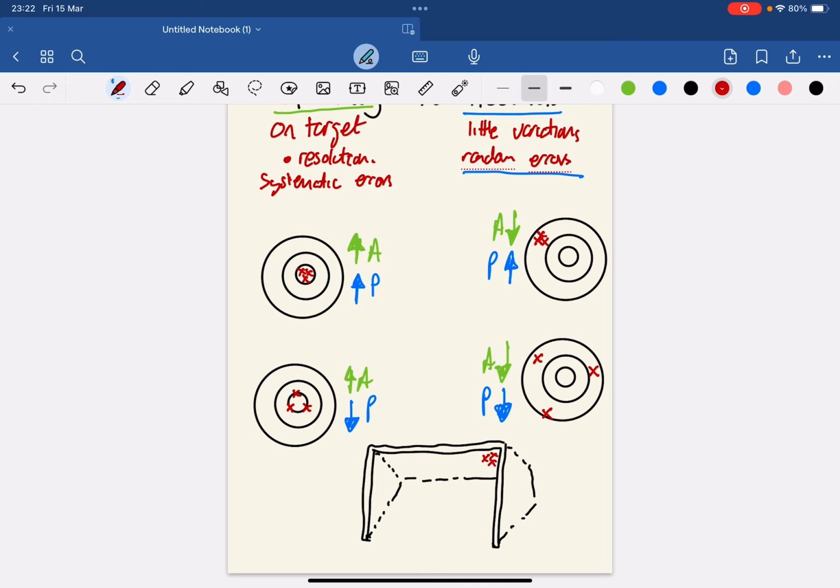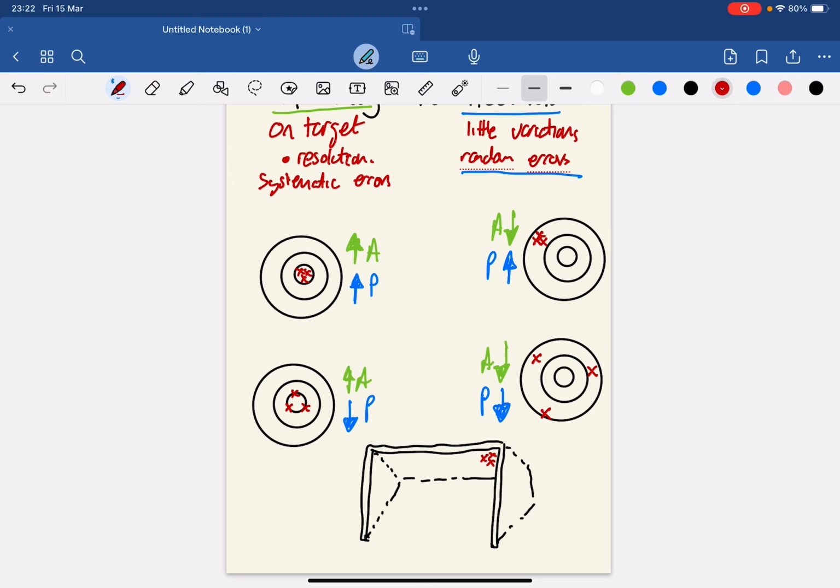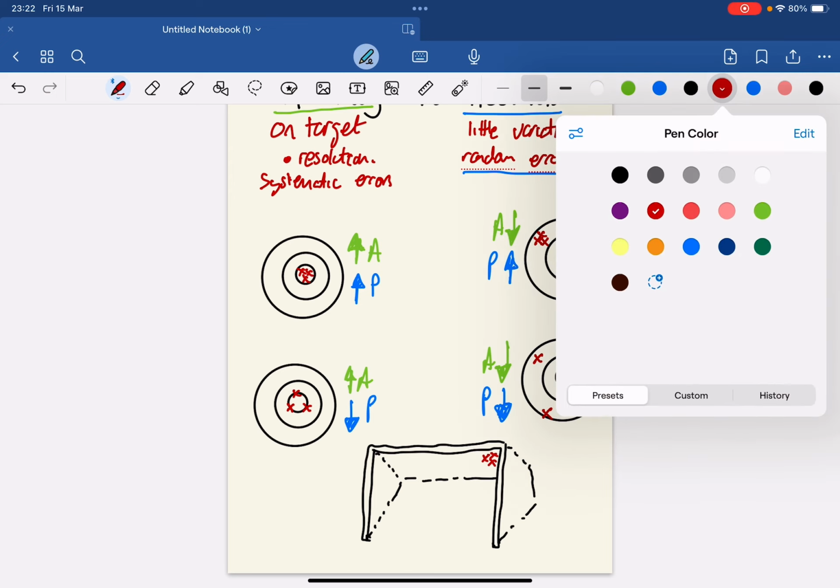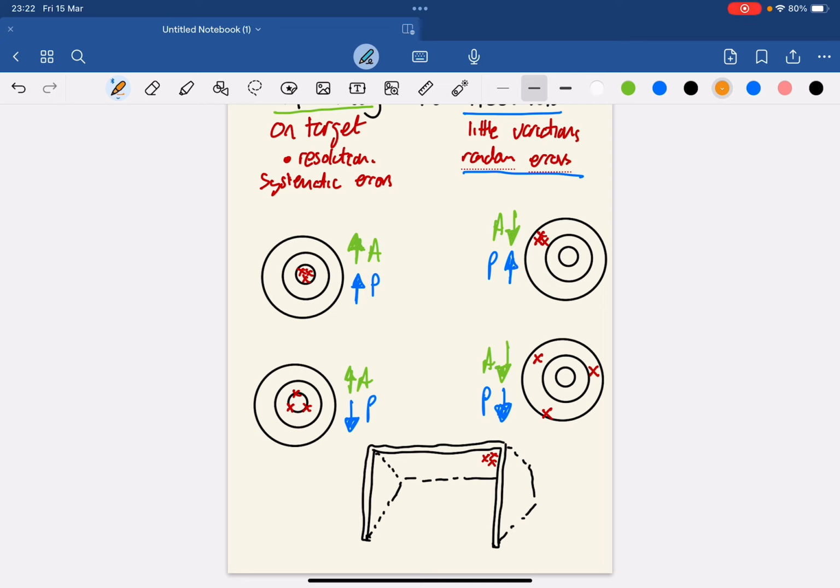Now, what about if we had a high level of accuracy but a low precision? So this one means that they are all going to be scored, but they're going to be all over the place.